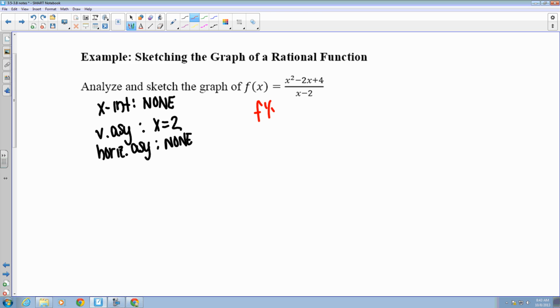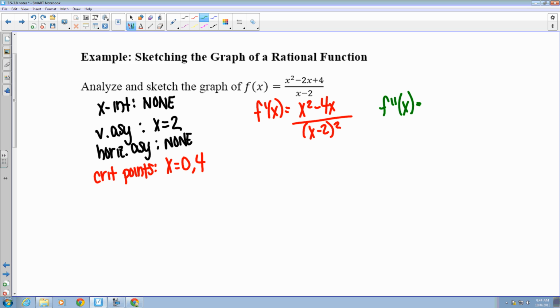Okay, for f prime, x squared minus 4x over x minus 2 squared. From there we can get our critical points. Zero and 4. Okay, we need to do the double derivative to find the possible points of inflection. We will get 8 over x minus 2 cubed. So our possible POI, there are none from this either.